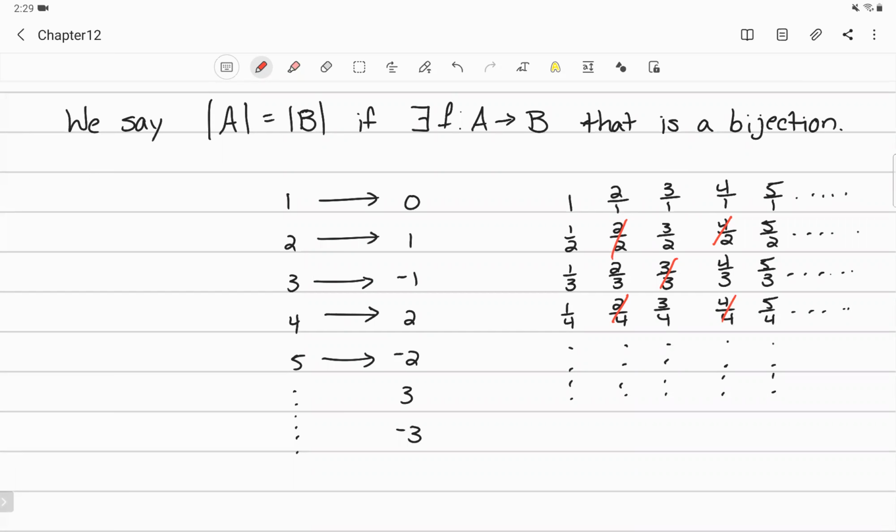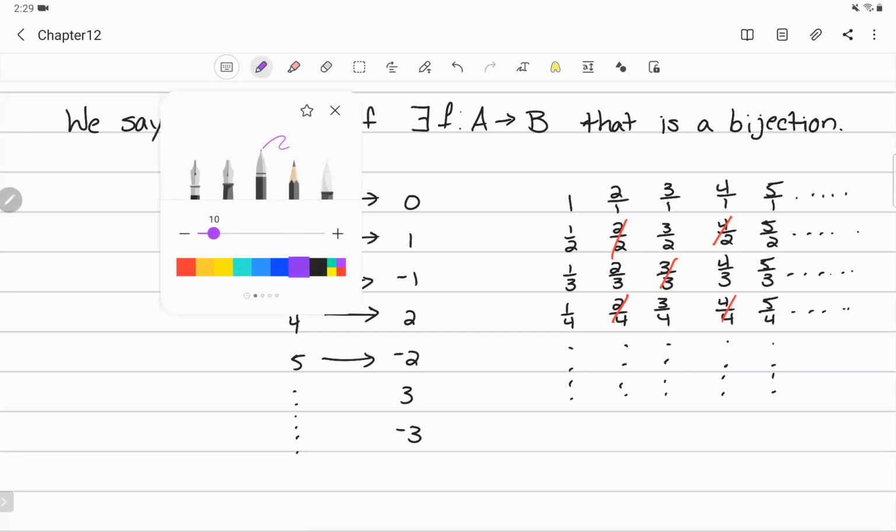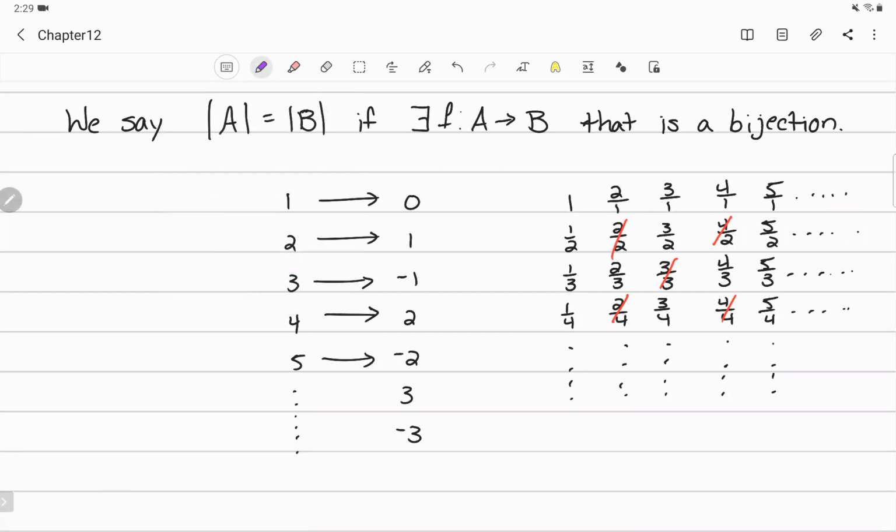So then here's what Cantor did. He said, okay, I'm going to put these into a single list. I'm going to start with this diagonal, take the number 1. So 1 gets sent to 1. Then I'm going to take this diagonal. So 2 gets sent to 2, but 3 gets sent to 1/2, because that's my third rational I came across.